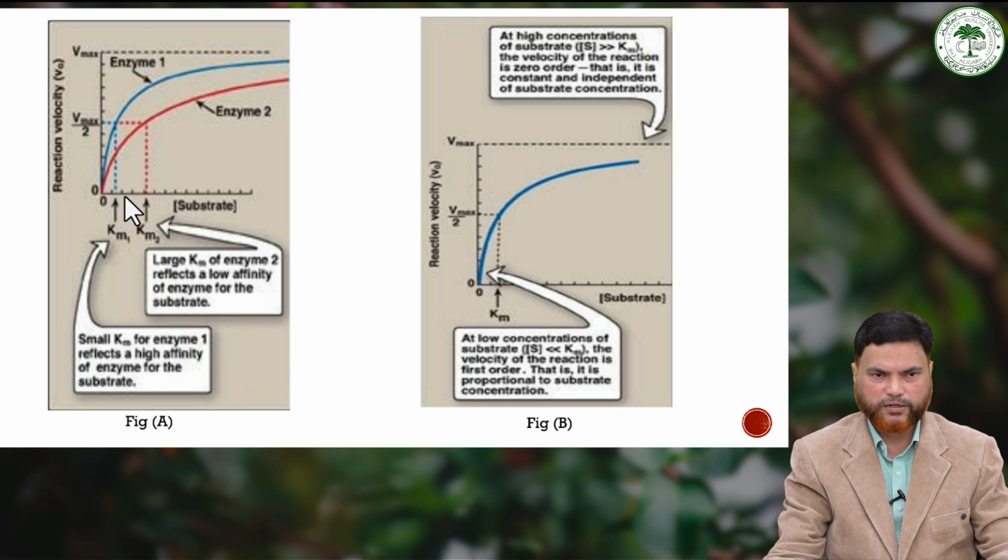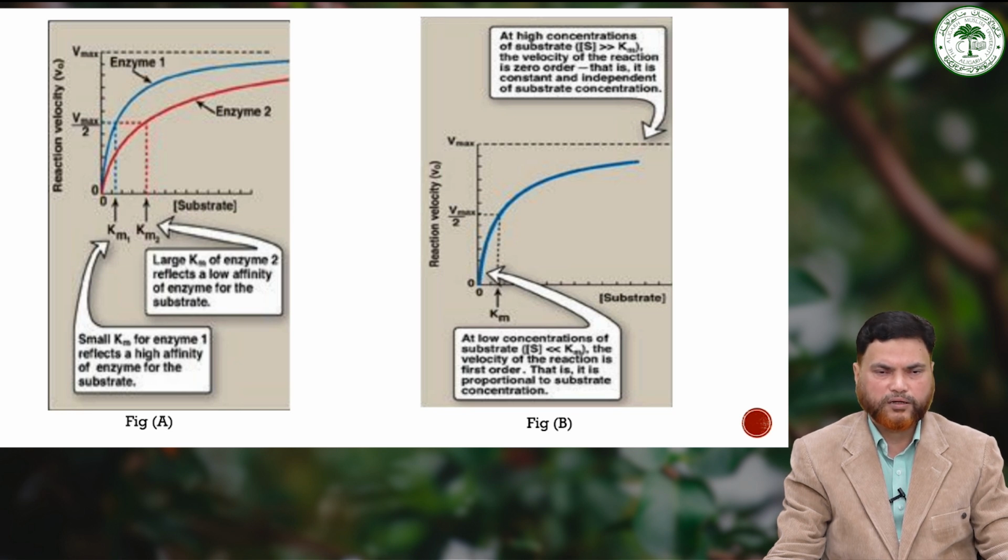You see in this figure, this is the first condition I am mentioning, where Km is small, and in enzyme 2, you see that a large Km is there. So what does it indicate? A large Km indicates low substrate affinity, that is, a high substrate concentration is generally required to reach half of Vmax.